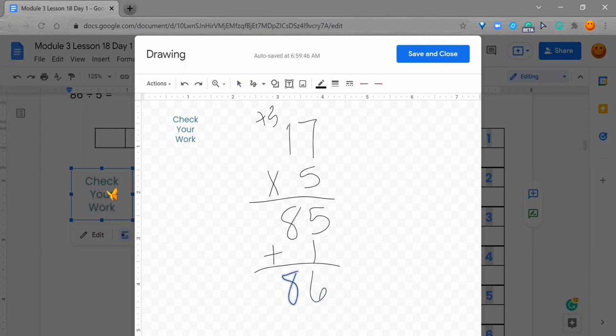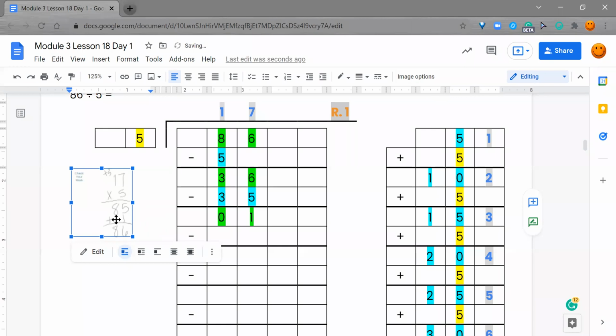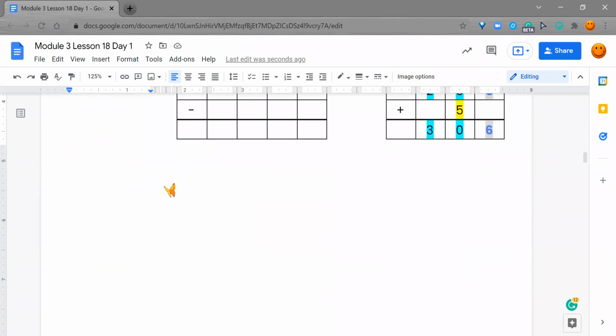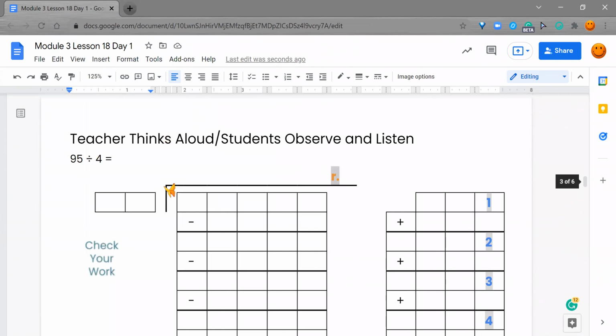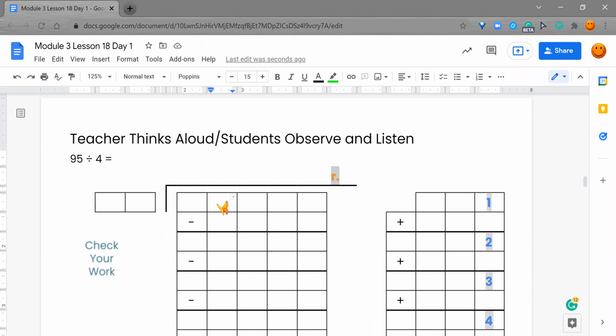So 86 is my dividend. This is to check to see if I did my division correctly. So it looks like I did a great job. Thank you so much for your help. Now we're going to go down here and look at a couple more. Make sure we use our vocabulary words. I have a dividend divided by a divisor. So the dividend goes inside the division sign.